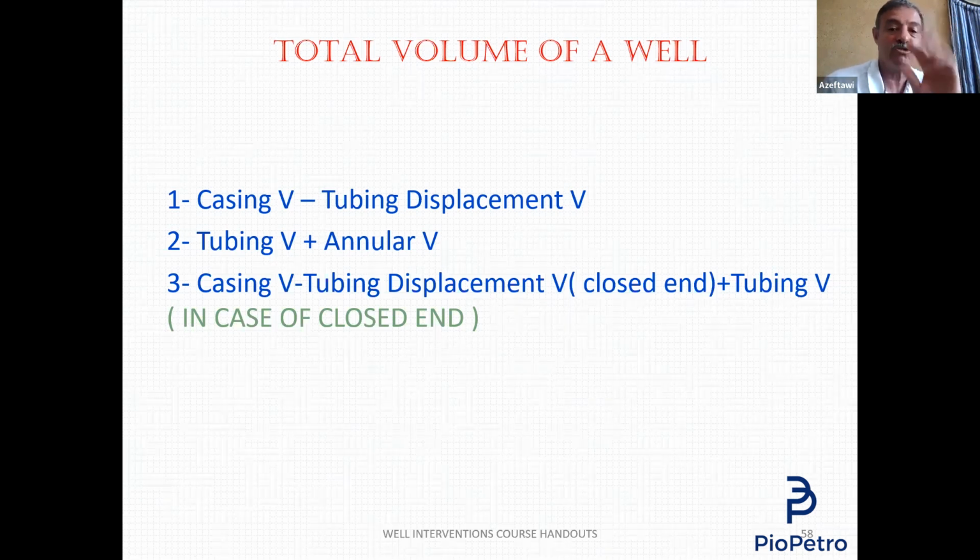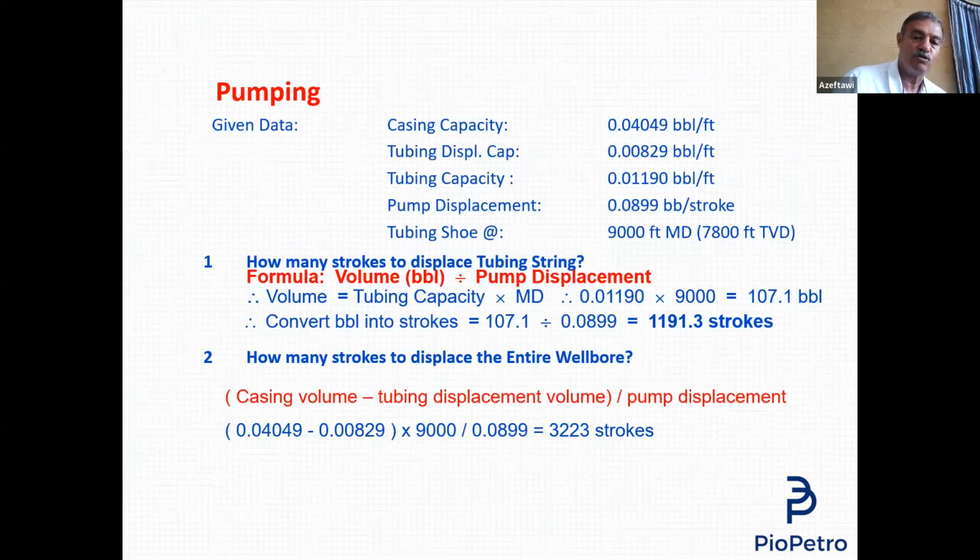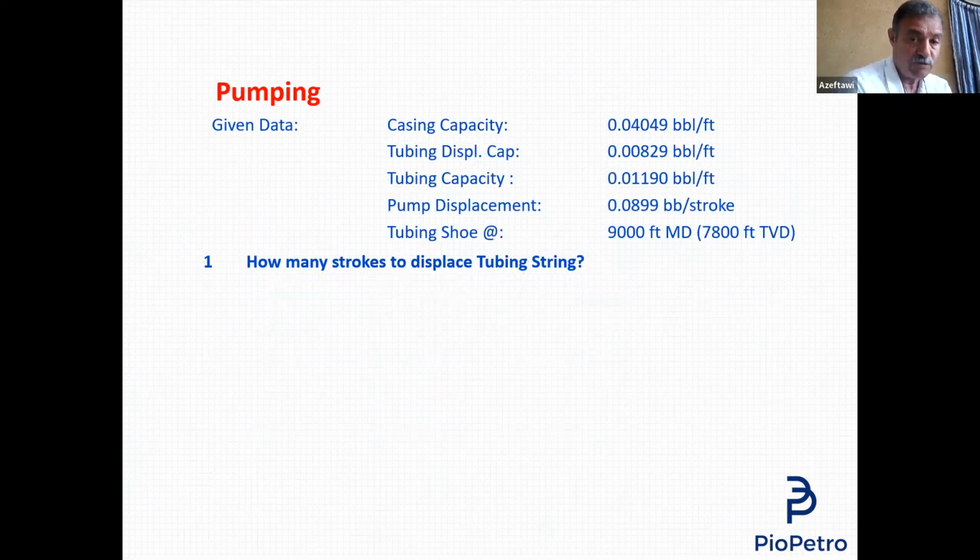These are the only three ways to calculate the total volume. If I ask you to calculate the total volume of the well with the data you have, which way will you go? It will be the tubing volume plus annular volume, or the casing volume minus tubing displacement volume, or the third case, which is the closed end. There is no closed end here, so the third way is not correct.